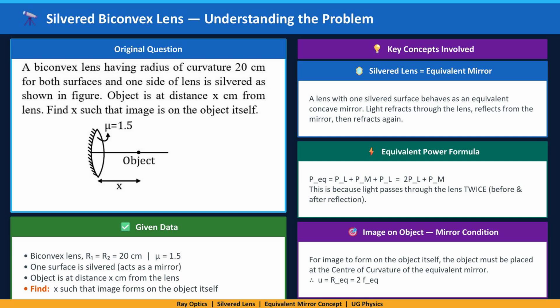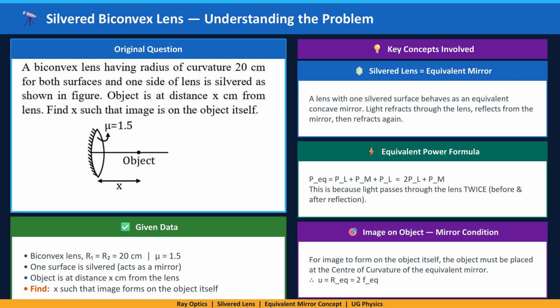Welcome everyone. In this problem we have a biconvex lens with radius of curvature 20 cm for both surfaces. The refractive index is 1.5 and one surface of the lens is silvered. An object is placed at a distance x centimeters from the lens. We need to find the value of x such that the image is formed on the object itself.